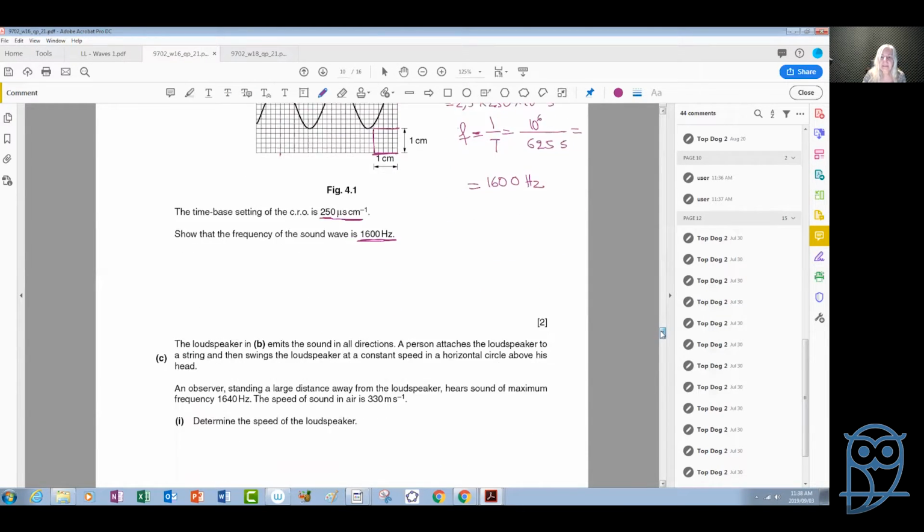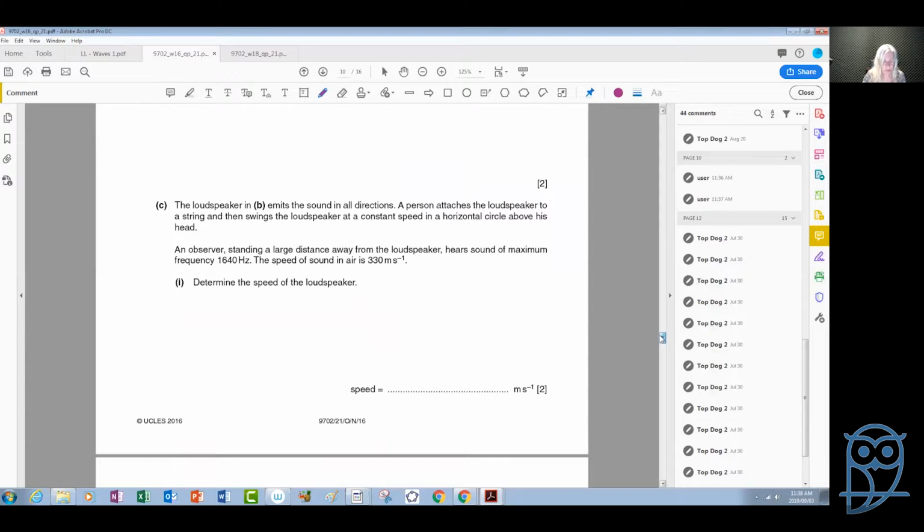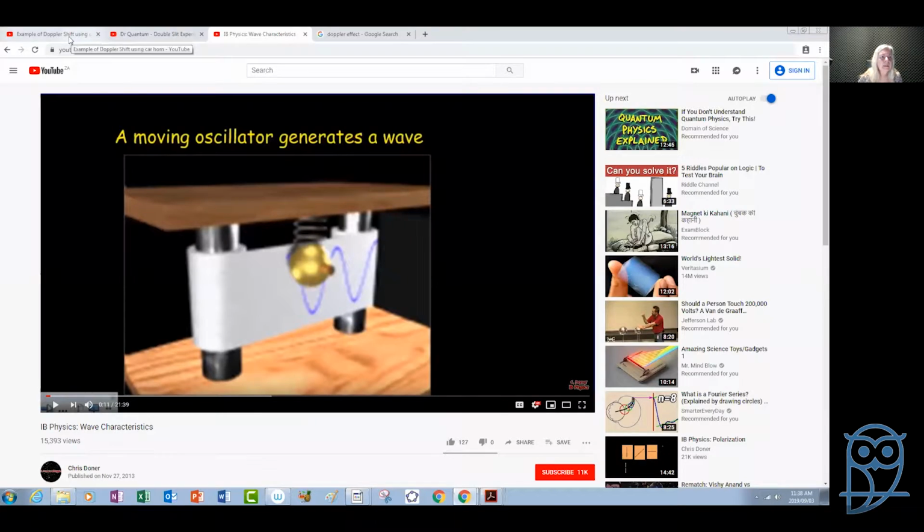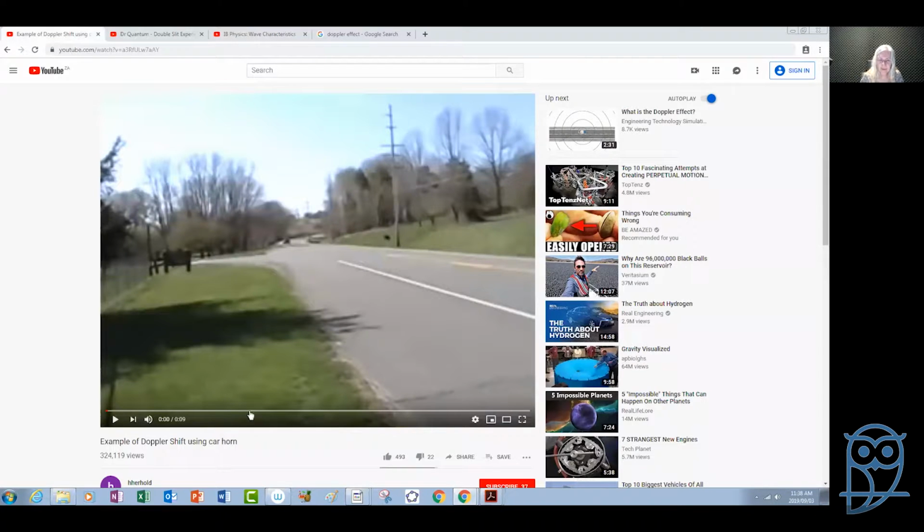Now, the next question concerns the Doppler effect. But by the way, I found a video where we can hear the Doppler effect as it applies to sounds. Where is that now? Here. Find it. There. Let's listen to that.